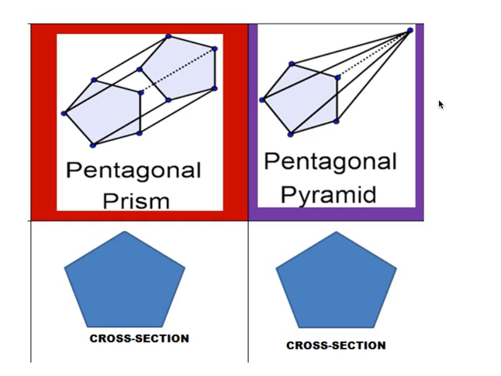Let's take another 3D shape and its cross section. When you take a pentagonal prism, the two ends are the same, similar, and parallel to each other. Therefore, we say a pentagonal prism has a uniform cross section. But when you take a pentagonal pyramid, the base, which is a pentagon, is not of the same size as its end. Therefore, we say a pentagonal pyramid has non-uniform cross section.